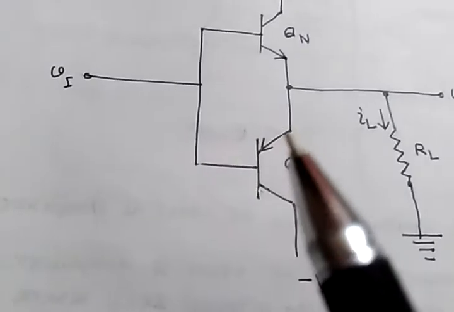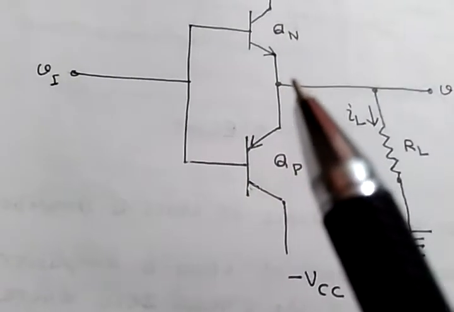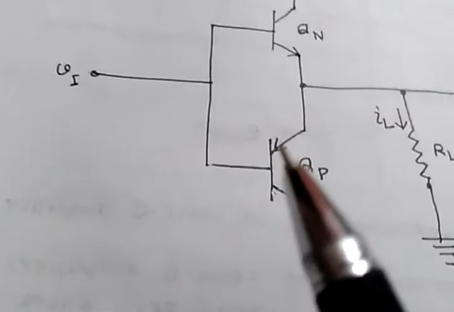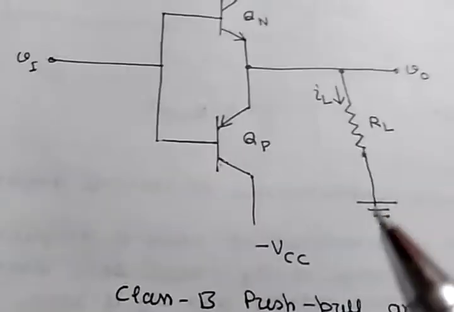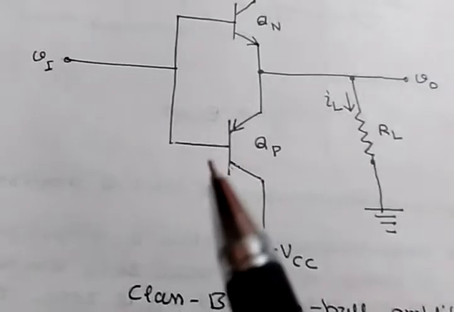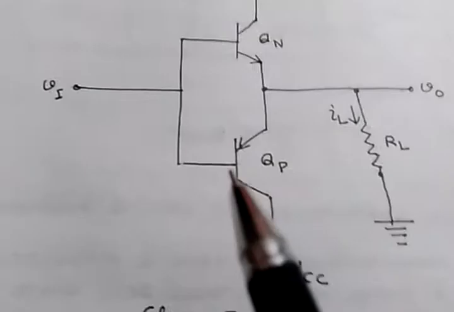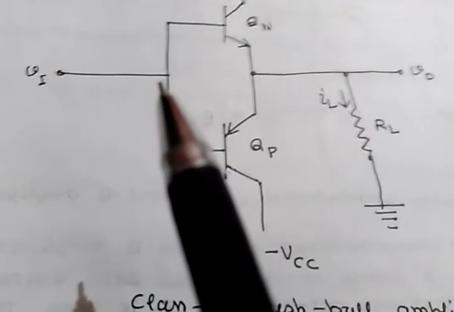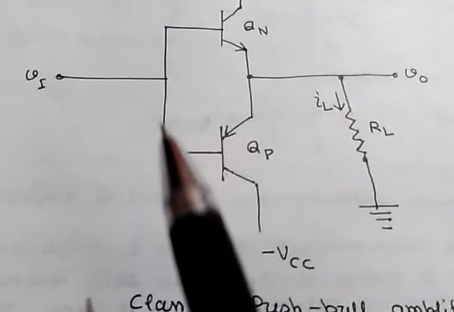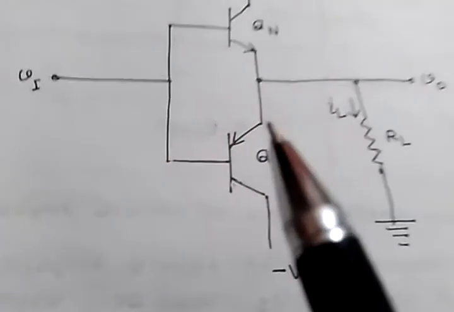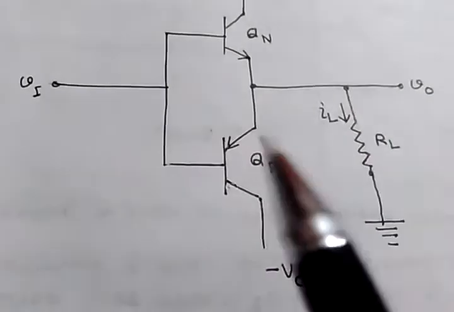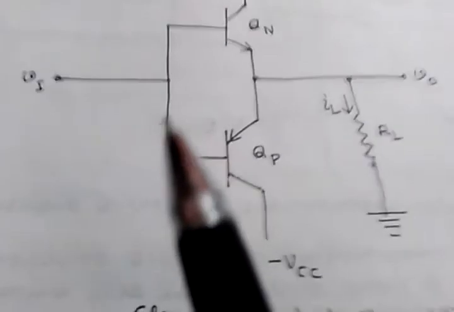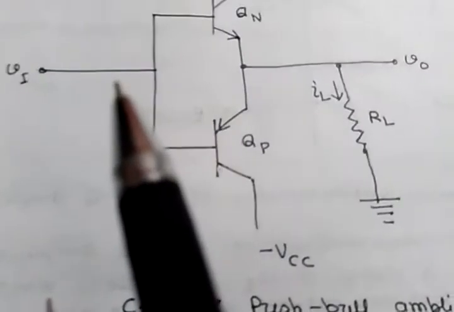Here the P region of QP, P region means emitter, is connected to the ground level through RL, and the base, which is the N region, is at a positive level greater than 0.5 volt. Emitter is at 0 voltage, P region, and N region is at 0.5 volt or above.